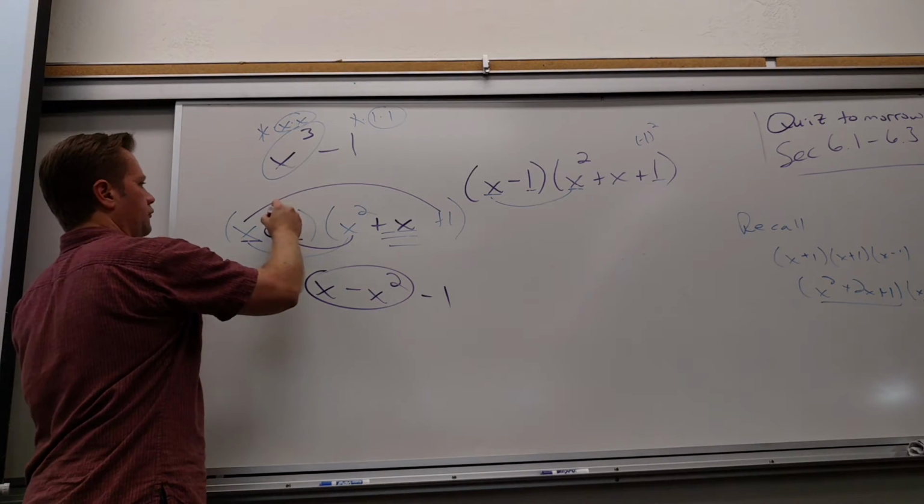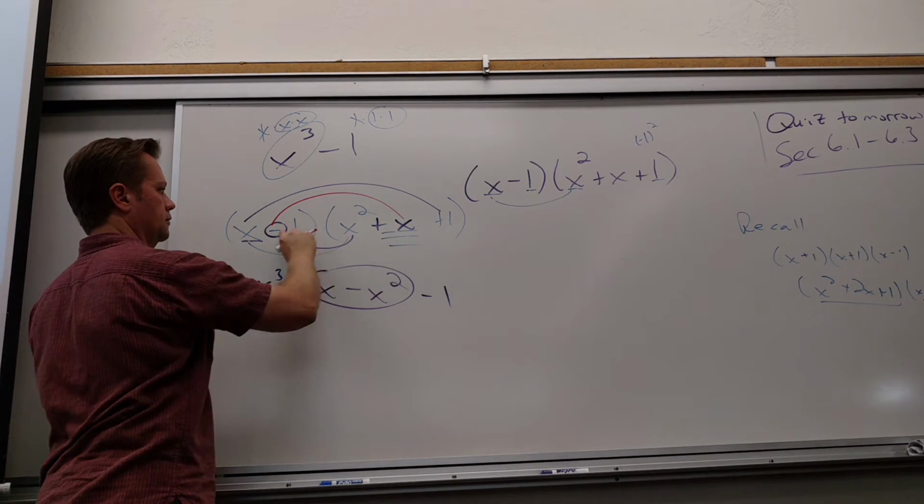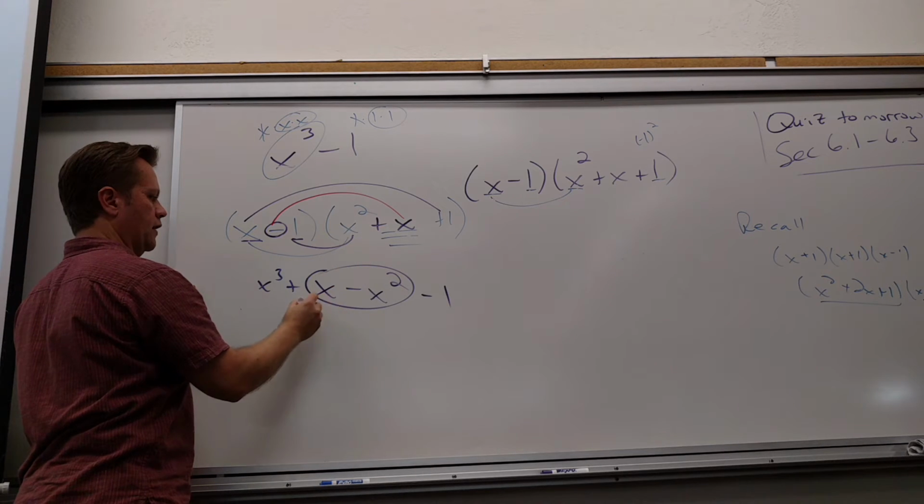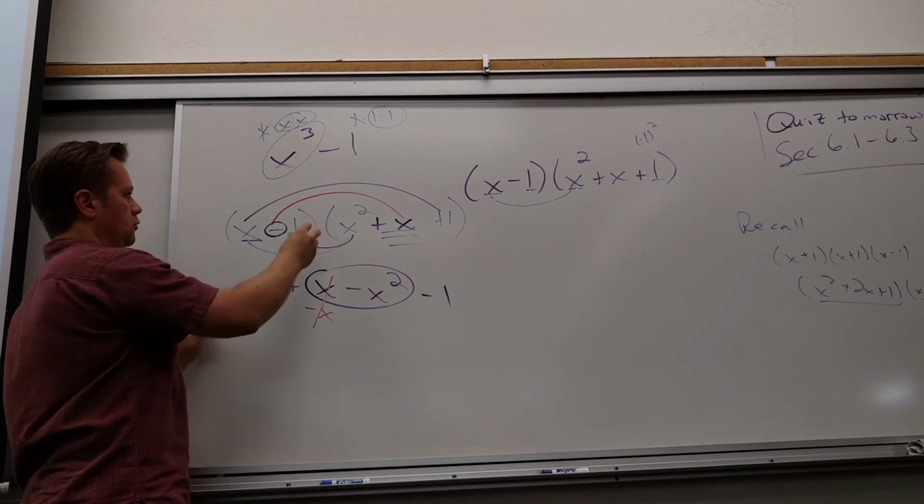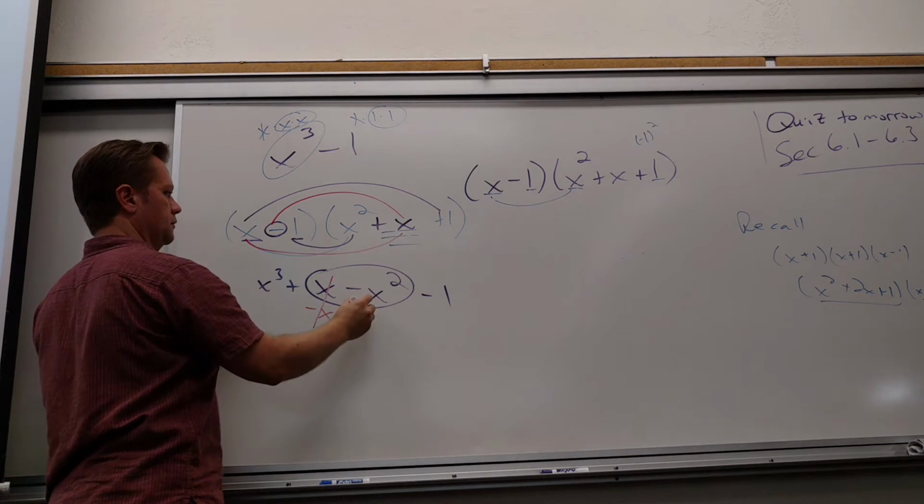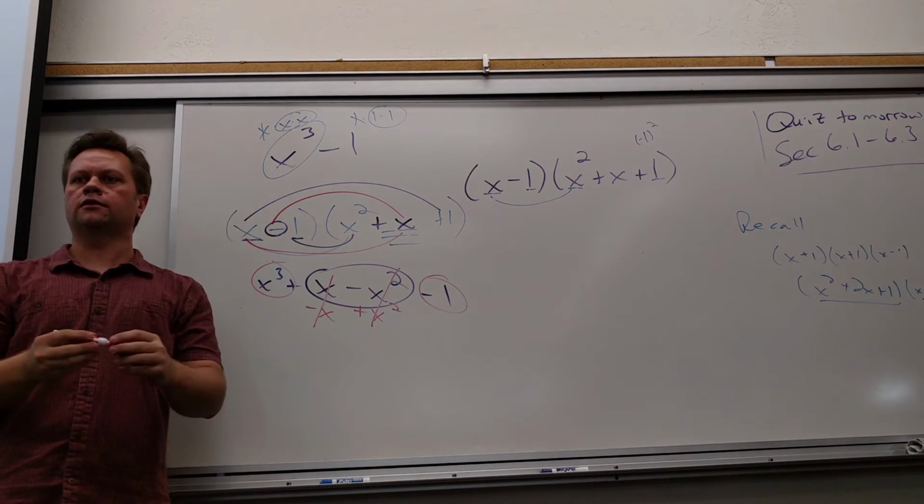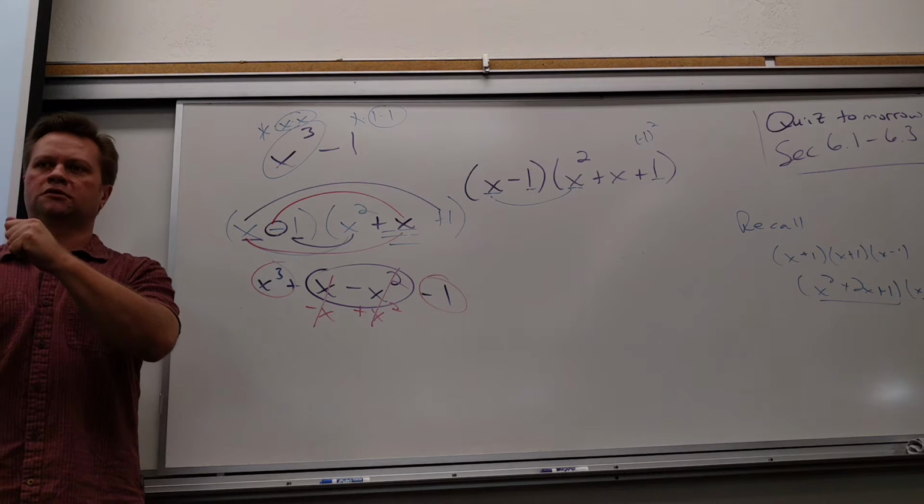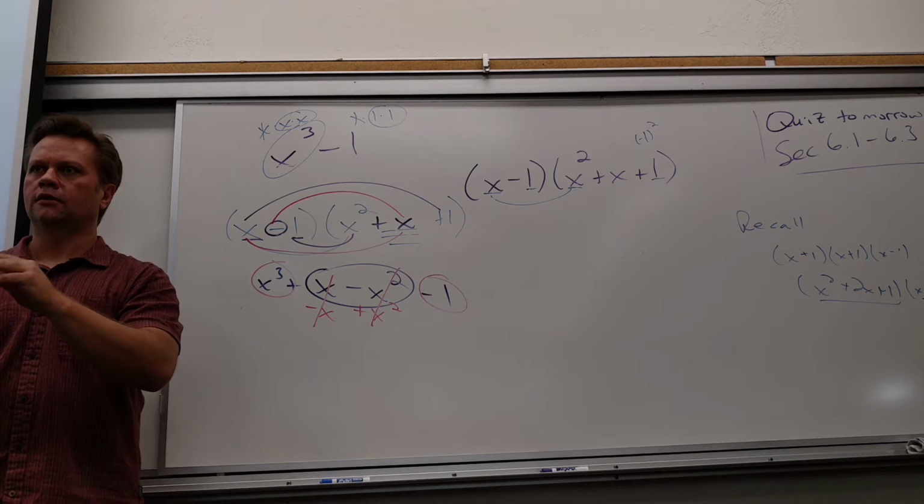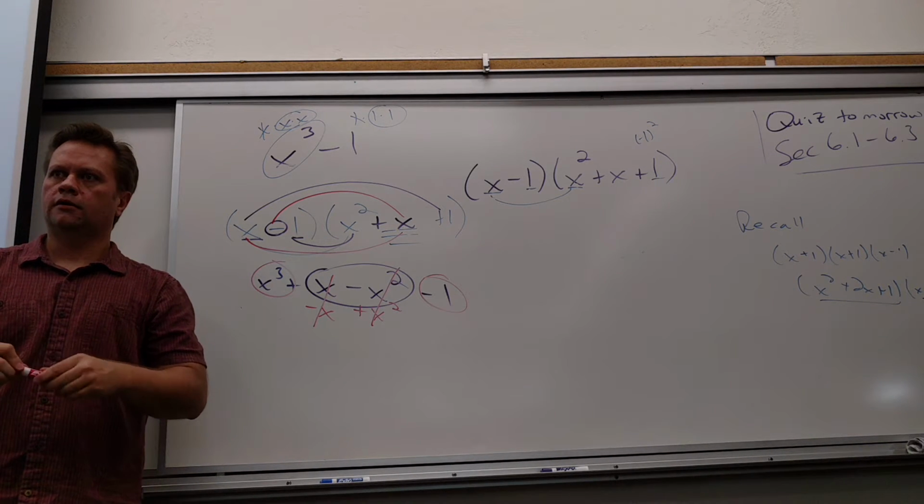What is negative 1 times the new piece? Negative x. That cancels. What is x times the new piece? X squared, plus x squared. That cancels. So now I would be left with only the parts I want. Let's do another one. The same thing if it's x squared plus 1 is prime.